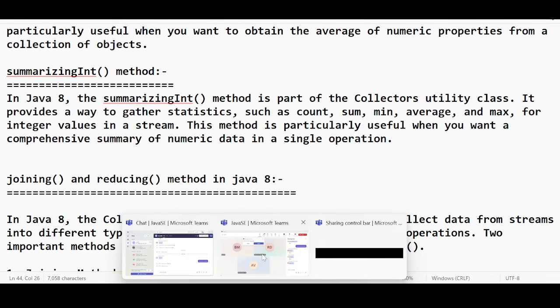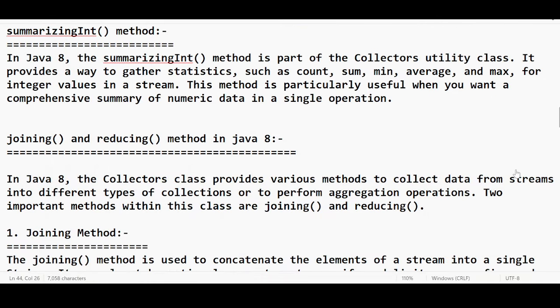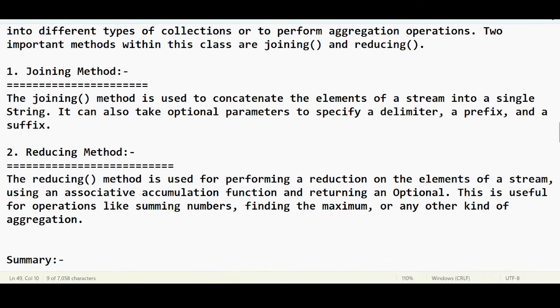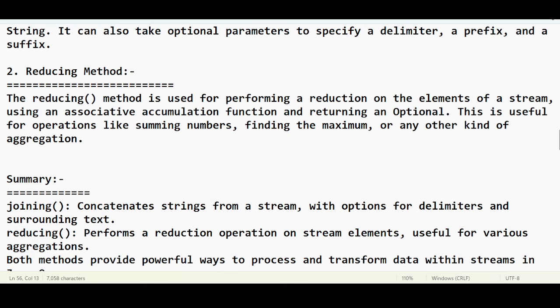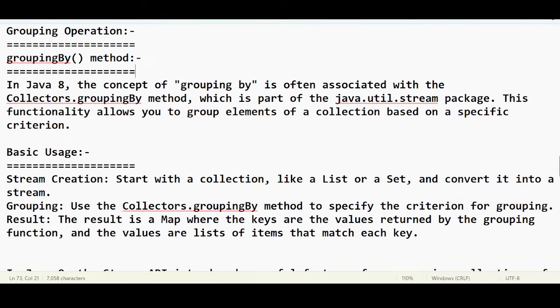Apart from this, we have also discussed the joining and reducing methods in Java 8, right? Especially the joining method, which returns a string as the output. We have seen some examples; the joining method has overloaded versions, so it can take a delimiter. You can refer to my previous videos. The reducing method we have also discussed, to find the sum, or the maximum or minimum entity. Apart from this, the groupingBy method. Now we are discussing the groupingBy method.